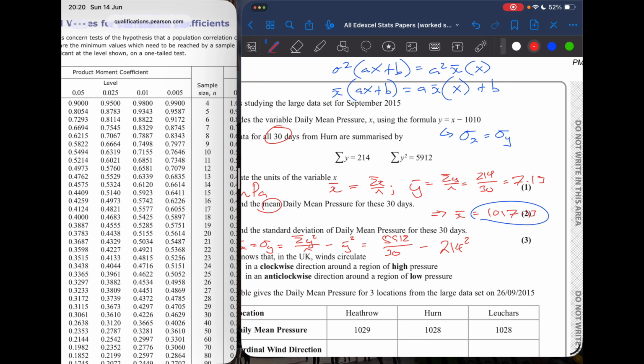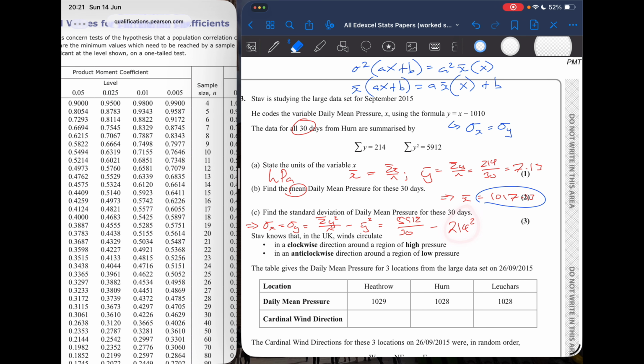Whack this in our calculator and see what we get. 5912 divided by 30, take away 214, all squared. This gives me a very negative number, which is not good. What's gone wrong?